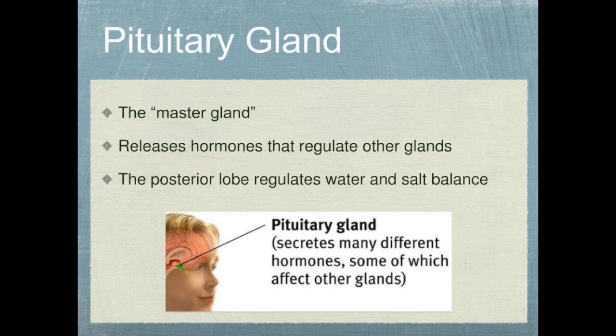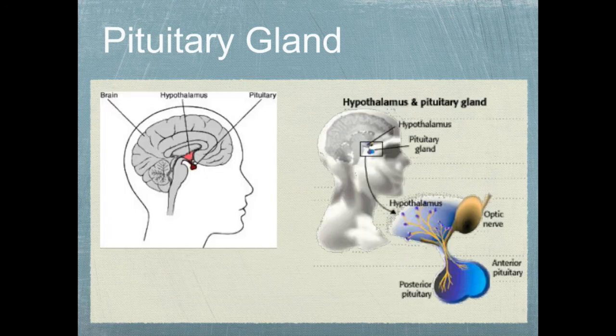The pituitary gland is a master gland. That's the one that controls everything. You can think about the thalamus as the switchboard of the brain. The pituitary gland is kind of like the switchboard of the endocrine system.